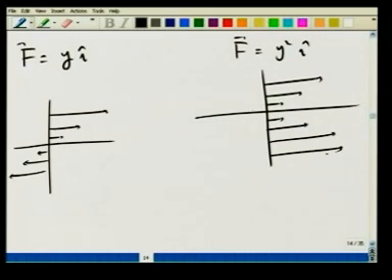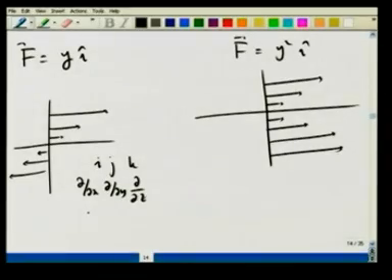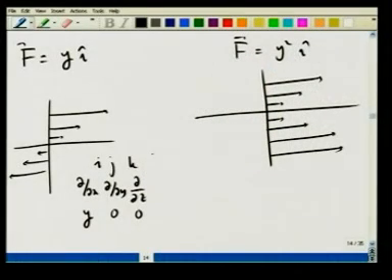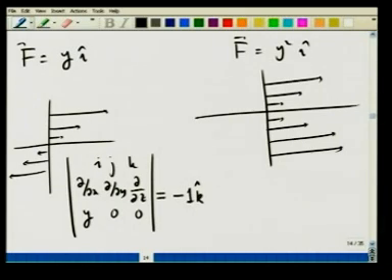If I calculate the curl, it is the determinant with i j k, partial with respect to x, partial with respect to y, partial with respect to z, and the components y, 0, 0. You will see that it has a k component which is non-zero. This gives you minus 1 k. So this is non-zero all the time.